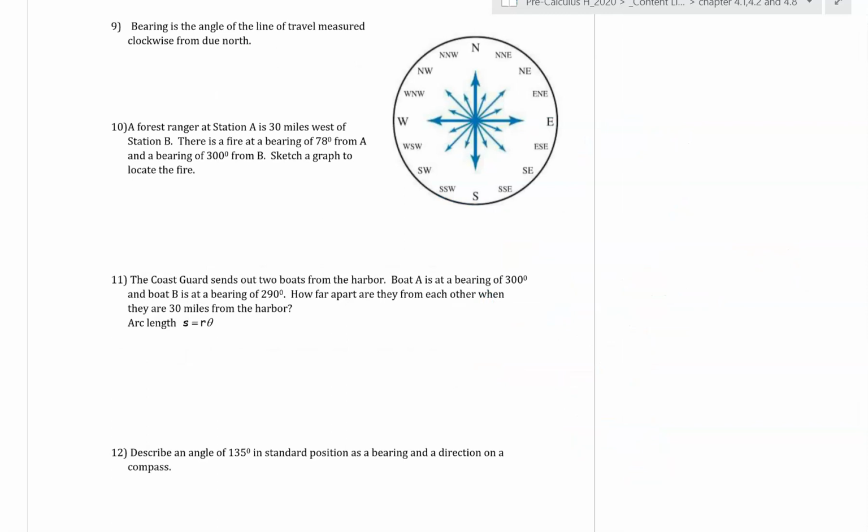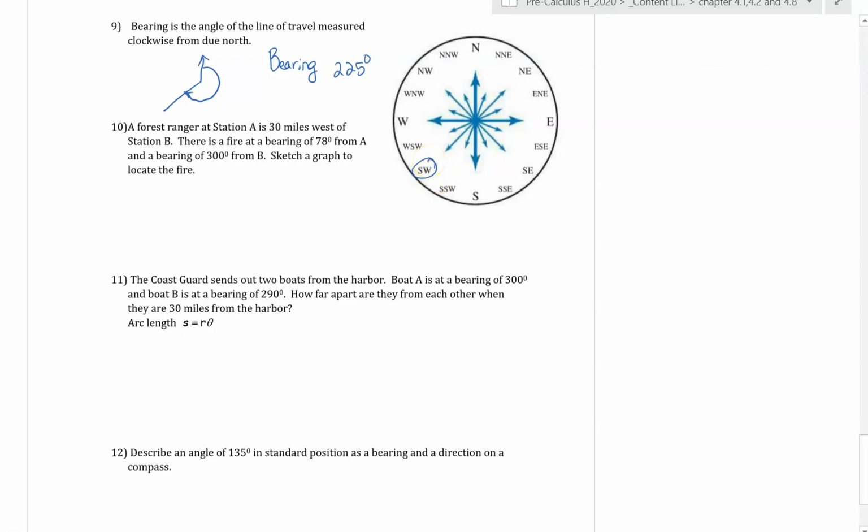Okay, so for the last part of the lesson, we're going to talk about bearing. Bearing is the angle of the line of travel measured clockwise from due north. So for example, if I had a bearing of 225 degrees, I would say north clockwise 225 degrees. If you look at a compass, it might also help to think that would be southwest.